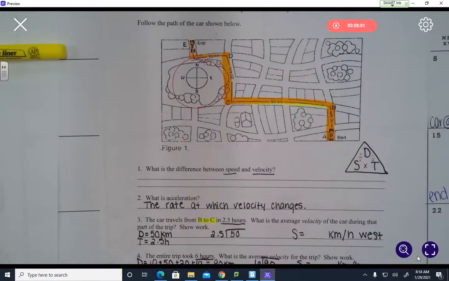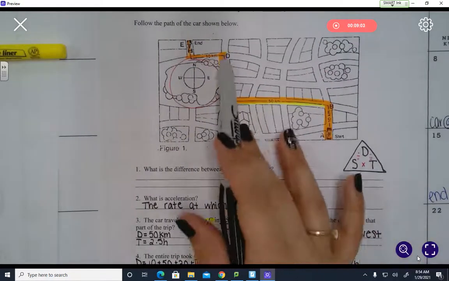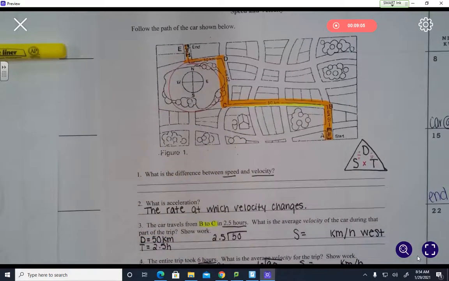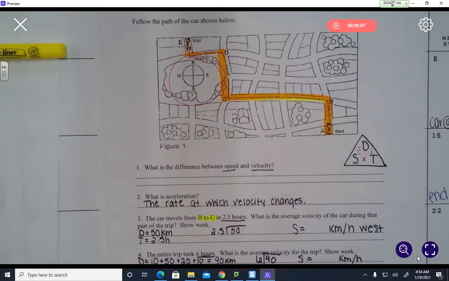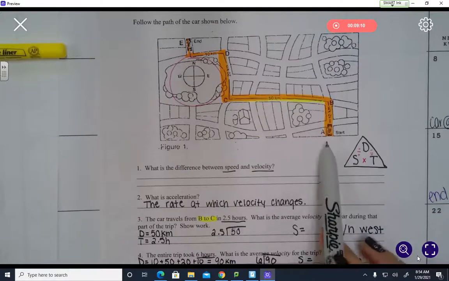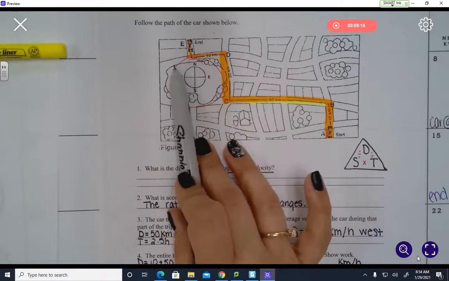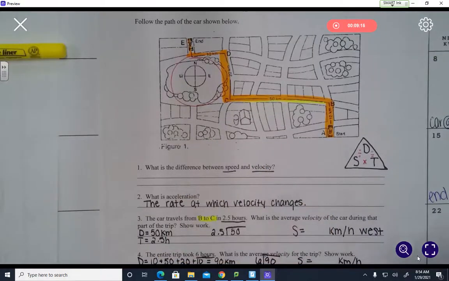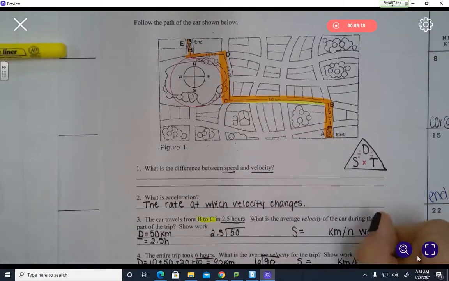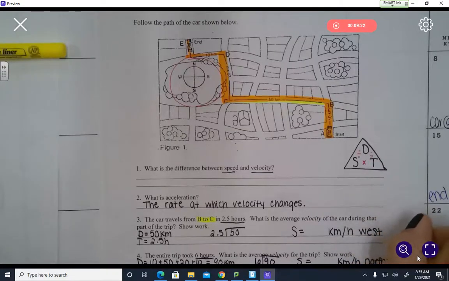We're not going to say we're going north, we're going west, we're going north, we're going west. What 2 words did I continue to say? I kept saying north and west, so we're going to push those together and say we went north, west.